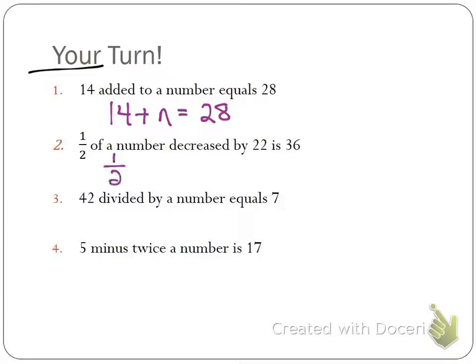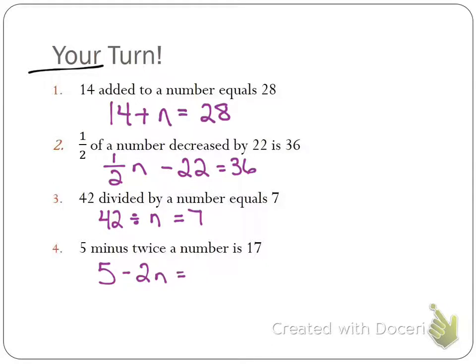Half of a number decreased by 22 is 36. 42 divided by a number equals 7. 5 minus twice a number equals 17. All right, so that's how I write phrases as expressions and equations.